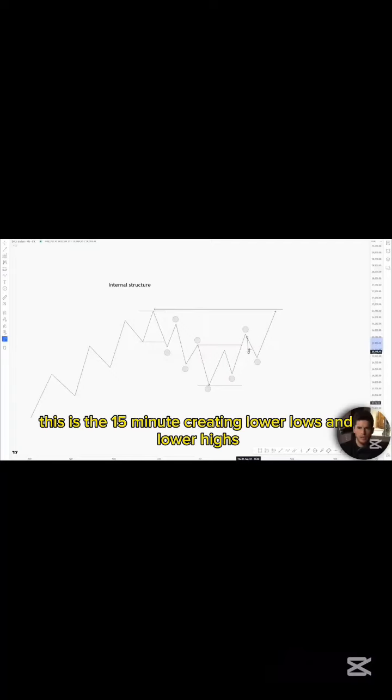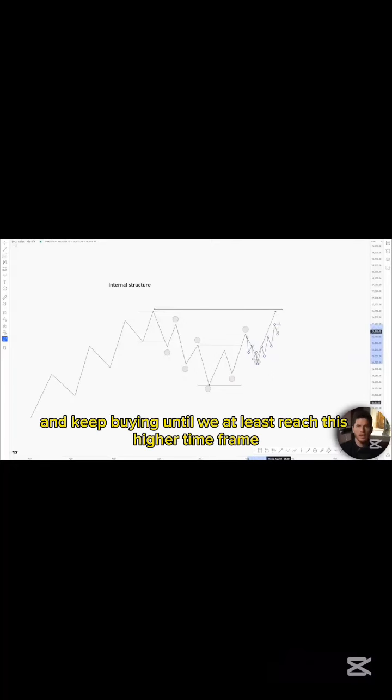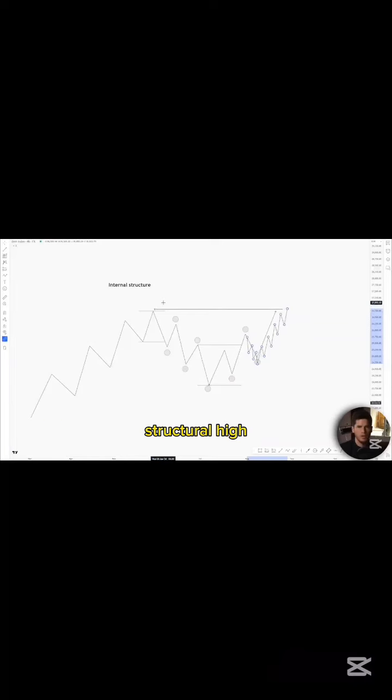This is the 15 minute, creating lower lows and lower highs. We see a 15 minute shift to the upside, creating higher highs and higher lows. And now we can start to buy. And we will keep buying and keep buying until we at least reach this higher time frame structural high.